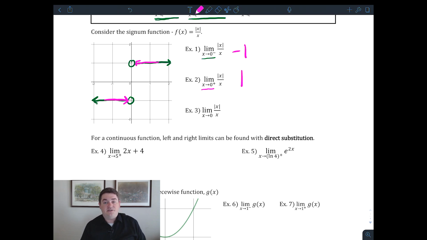Example 3, find the limit as x approaches 0. Think back to topic number 1. The limit from the left is -1. The limit from the right is 1. Therefore, this limit does not exist.